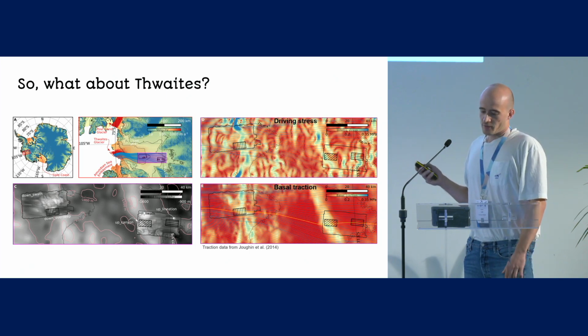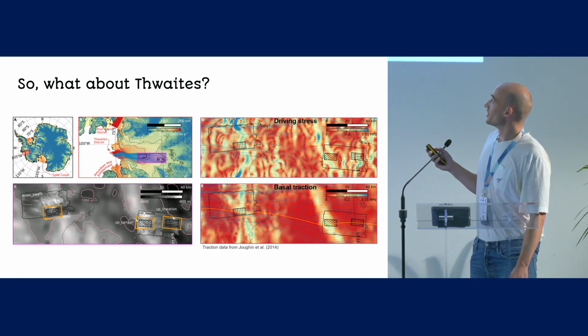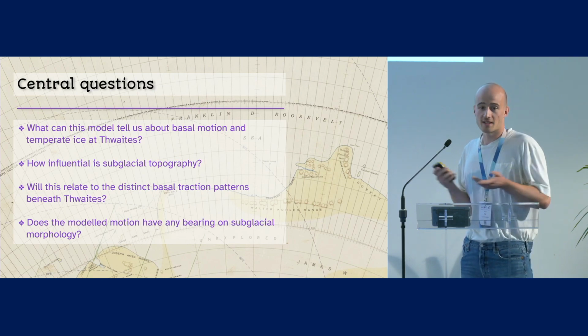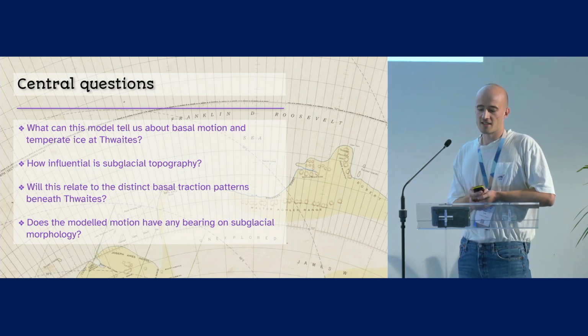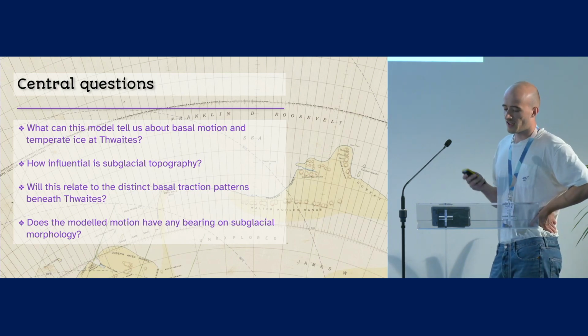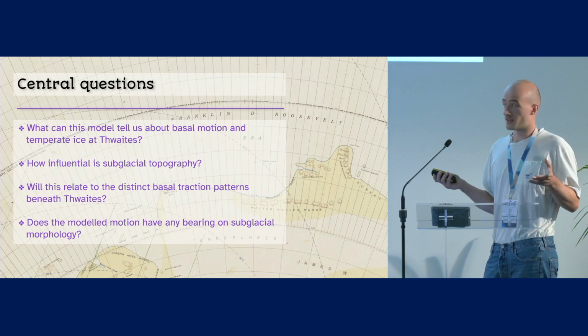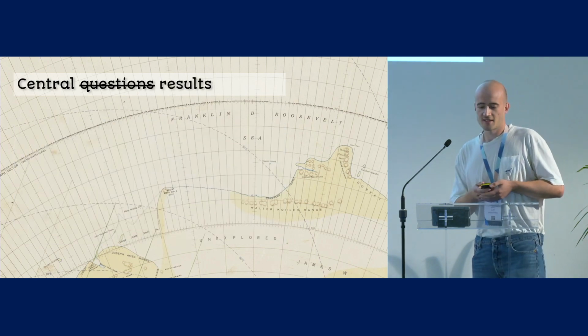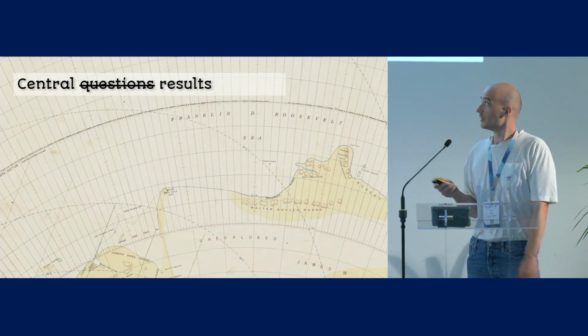So, can the model tell us anything interesting about basal motion at Thwaites? How important is subglacial topography? Will that relate to distinct banding in inferred basal traction? And are any of these aspects related back to subglacial morphology? I'll invert the normal order and get straight to results, and then we can look at the reasoning.